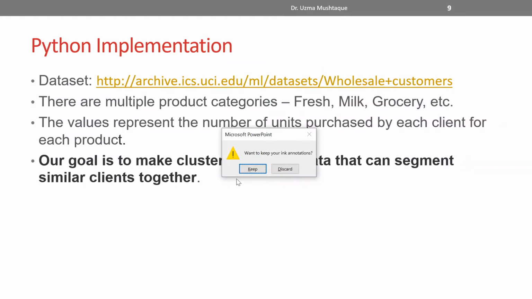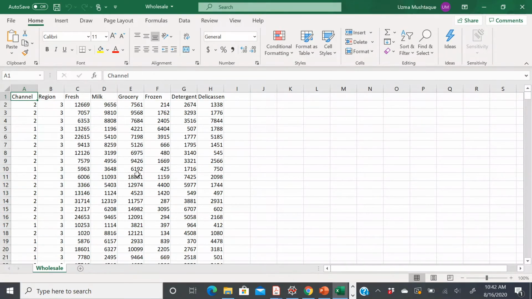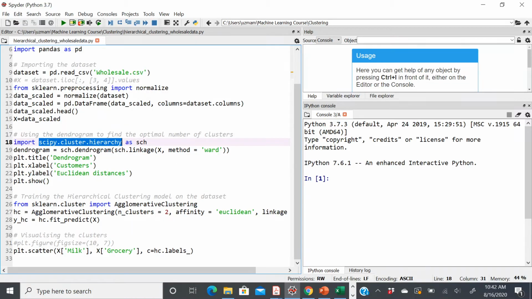So let's go and look at that. Okay, we're going to keep that. This is what my data looks like. You can find the CSV file directly on the link that's provided in the description. This is different channels, different regions, and how many units were purchased. Okay, so going to the Python implementation here.